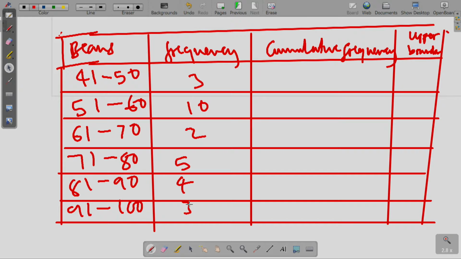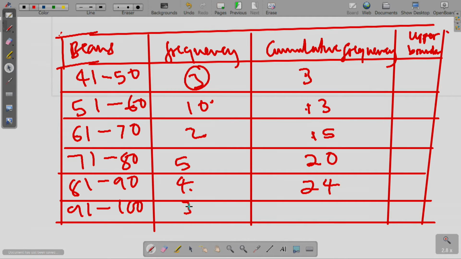So cumulative frequency is the summation of this frequency. For the first frequency, we put 3. To obtain the next cumulative frequency, we take this 3 plus this 10, so here we get 13. Then 13 plus 2 is 15, 15 plus 5 is 20, 20 plus 4 is equal to 24, and 24 plus 3 is equal to 27.